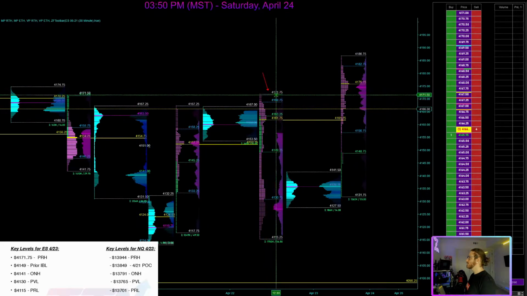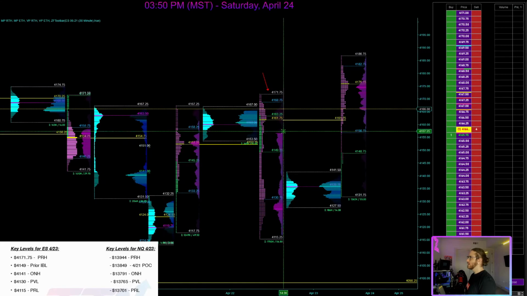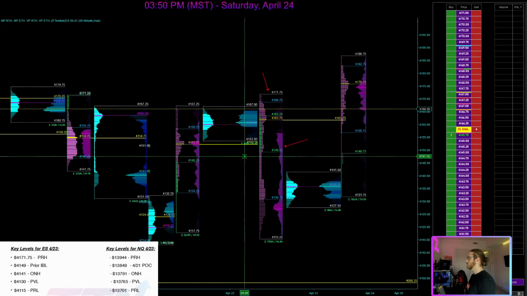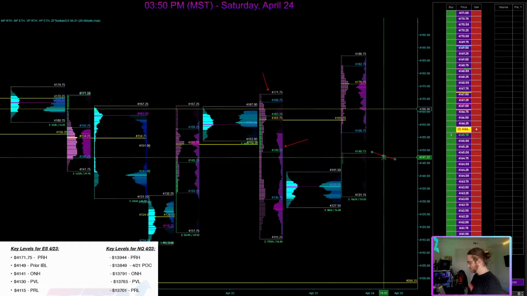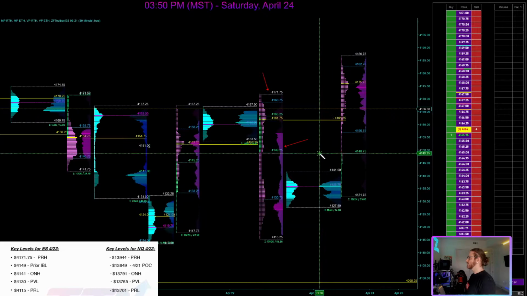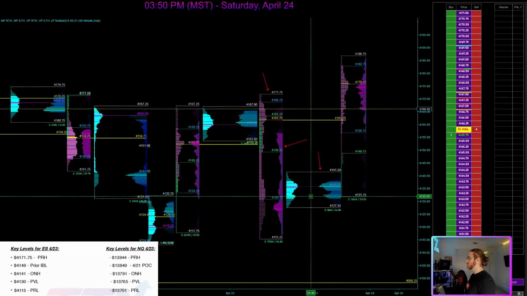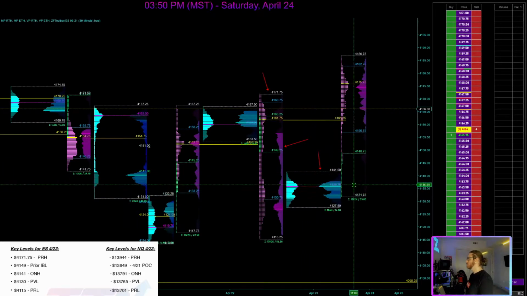Prior range high was this 41.71.75 level. Second level to the downside I was looking at was 41.49. That was the prior initial balance low, which also ended up being yesterday's initial balance high. Third level I was looking at was the overnight high all the way down here. We got a really, really tight overnight range, 14 points.